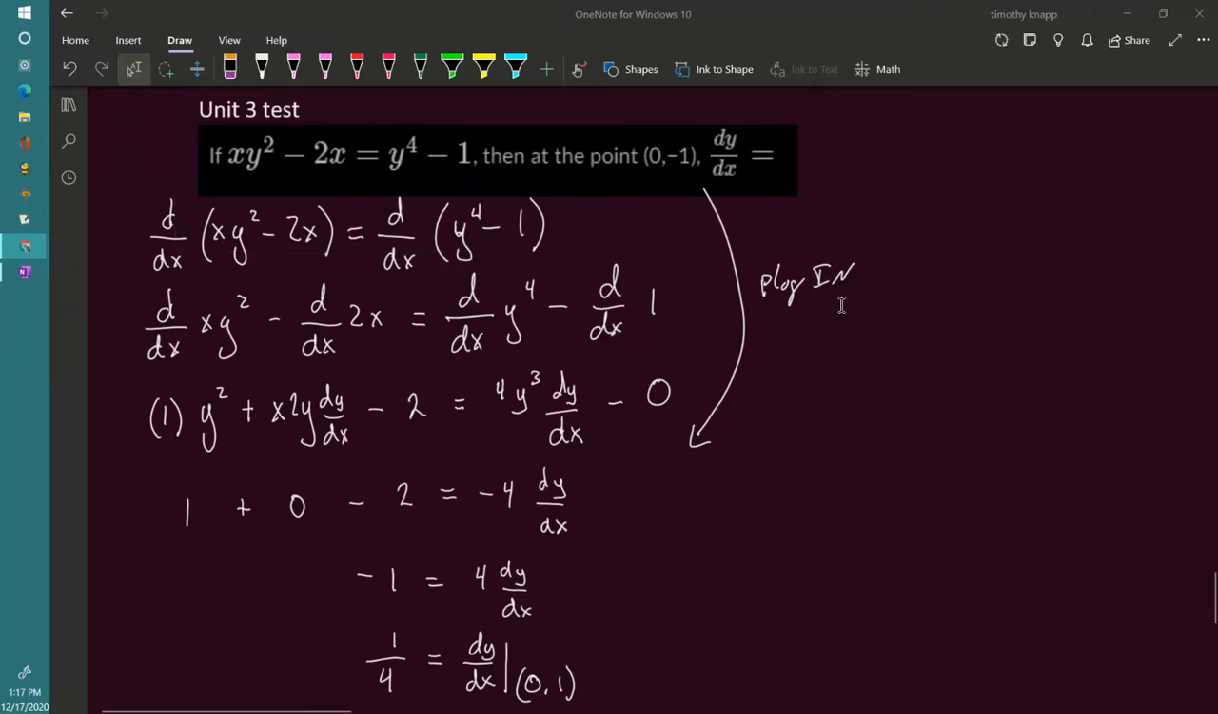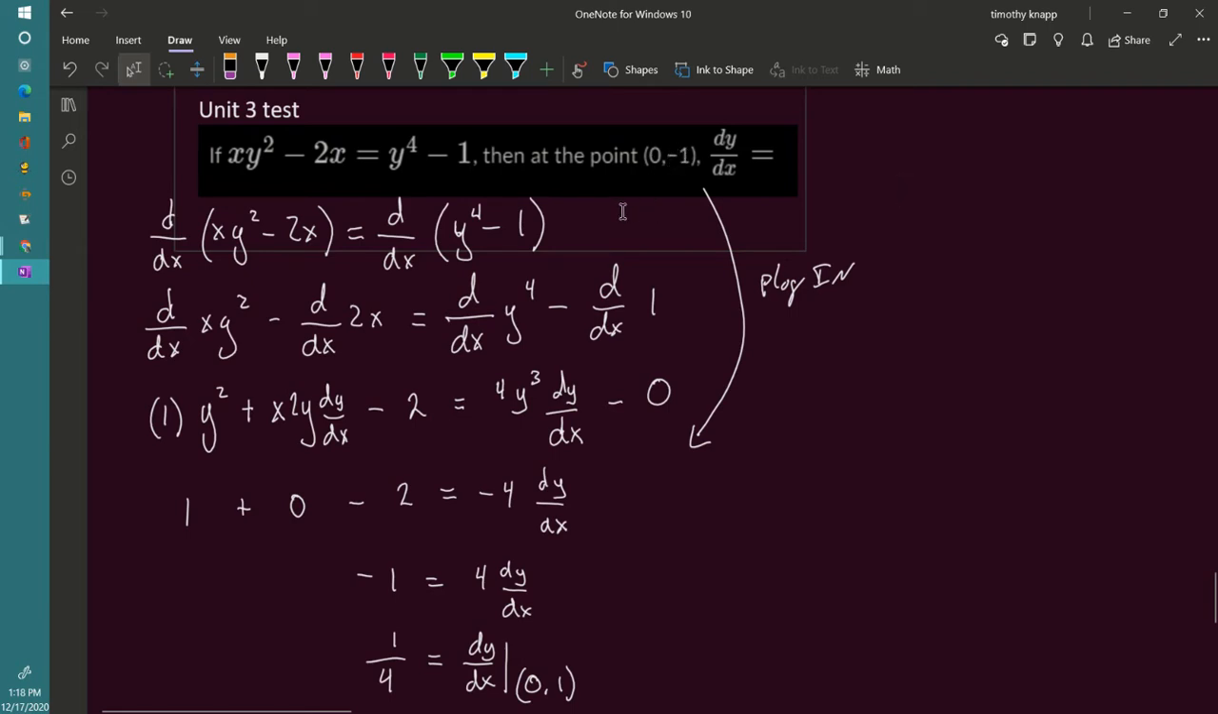Okay, hey guys. So what we're doing here is implicit differentiation again. We're given a function with x's and y's, and instead of simply asking for dy/dx, they ask you to evaluate this at a specific point. They want to know the slope of the tangent line at x equals 0. And then they kindly give you the -1 here.